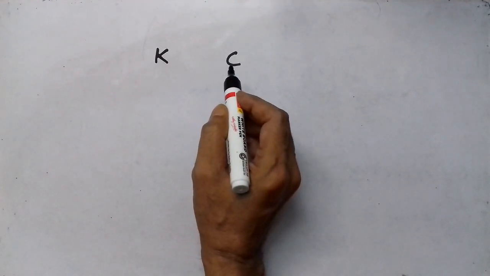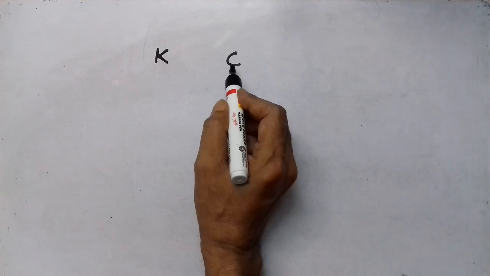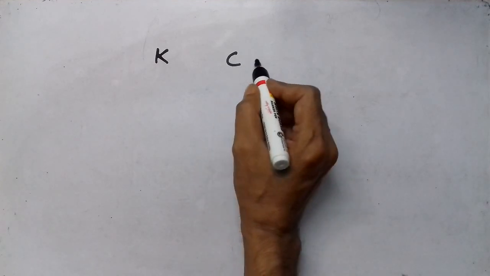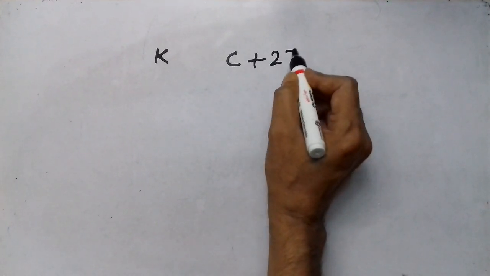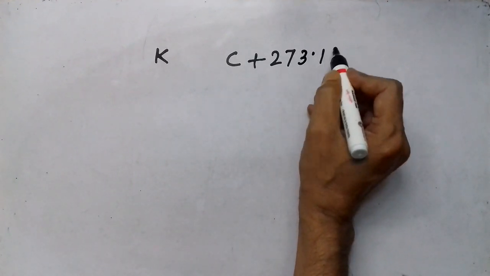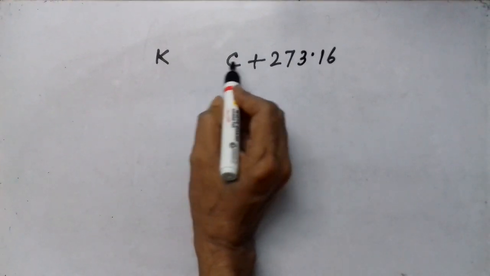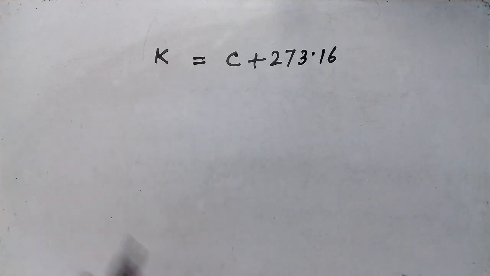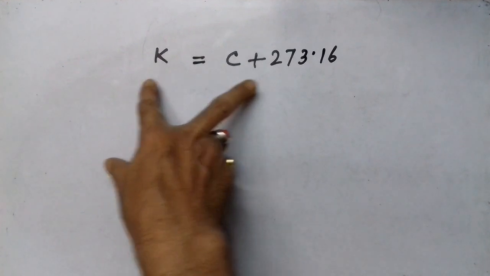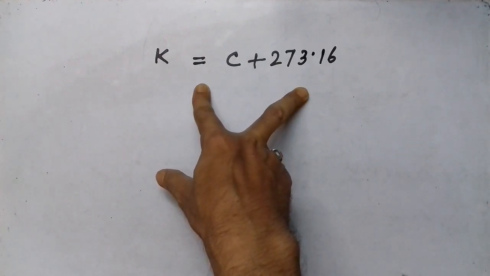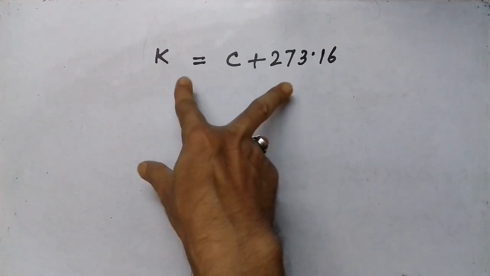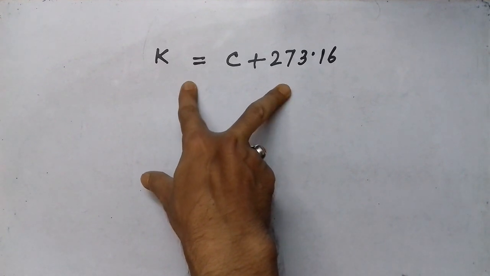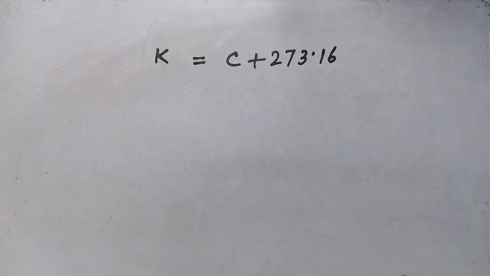If we are given the reading in Celsius scale, that is measurement of temperature in Celsius scale, we will simply add 273.16 to the measurement of temperature in Celsius scale. That will be the measurement in Kelvin scale. So we have to remember only this relationship. Let us apply this relation, this equation in some numerical problem.